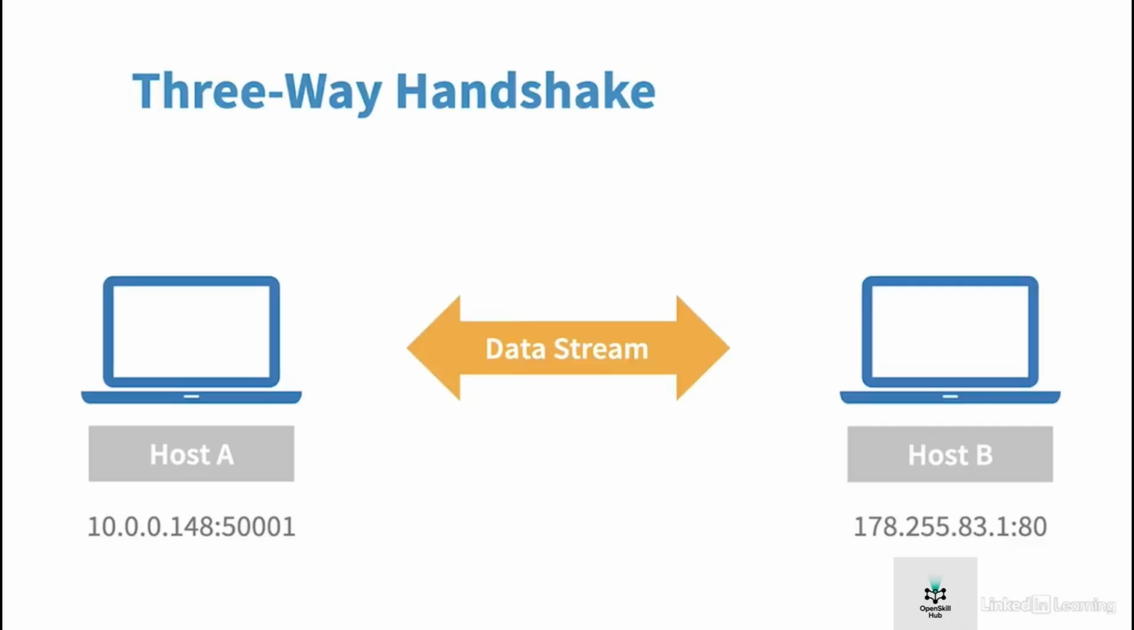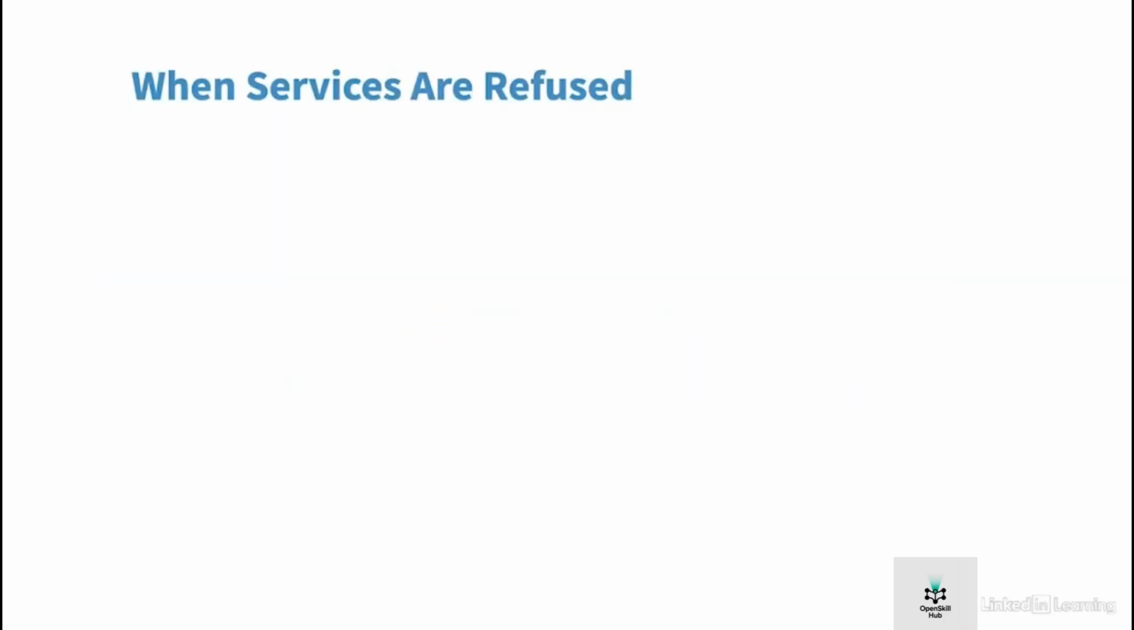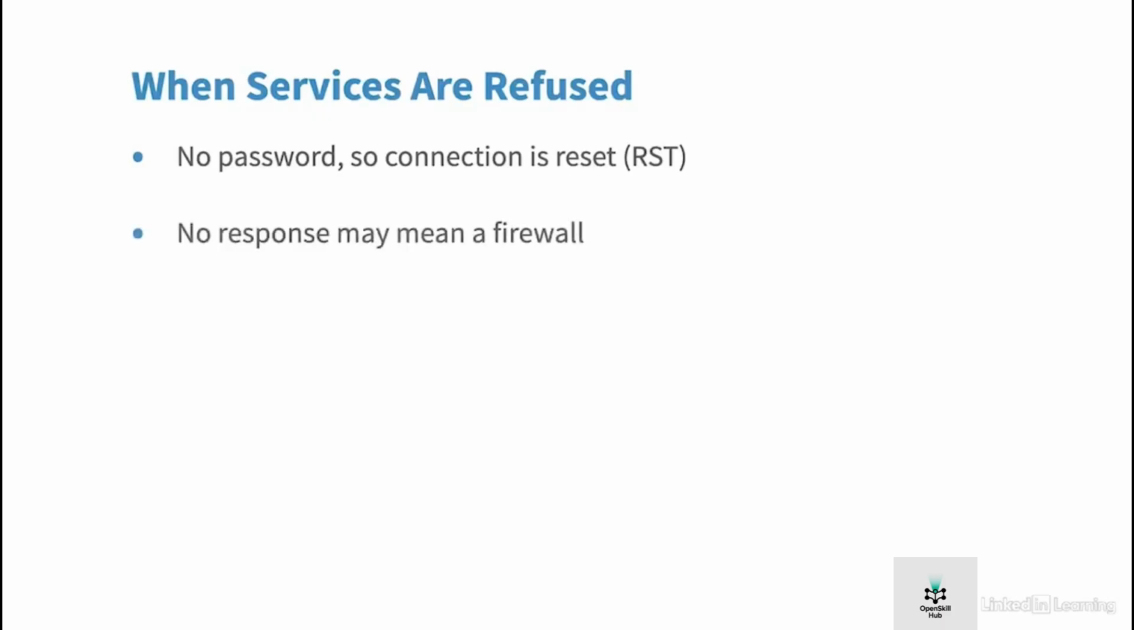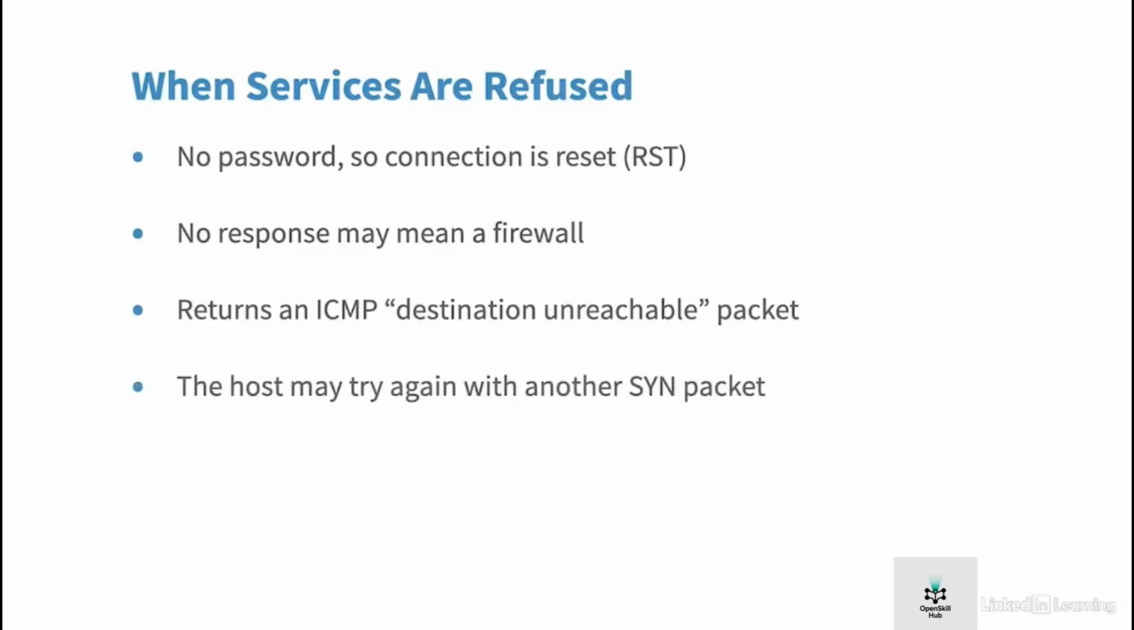Normally, everything goes well. However, periodically, when beginning a session, services will be refused. For example, no password was sent, so the connection is reset. No response might indicate a firewall. Or you might receive an ICMP destination unreachable packet. The code might indicate that the network was unreachable or the host was unreachable, but most likely the target port is firewalled. At that point, the host may try again with another SYN packet.